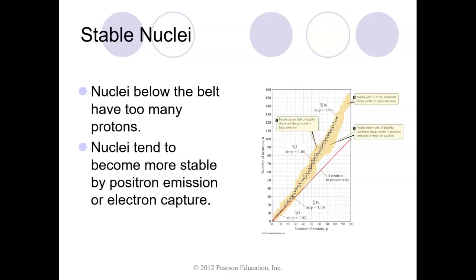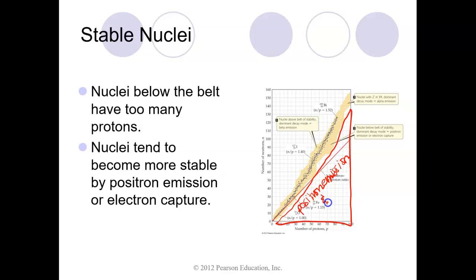If it's below the belt of stability, down here, it has too many protons and not enough neutrons. So we need something that will decrease the number of protons, and there are 2 things. If we go back and look at what's going on behind the scenes, one is positron emission, because in that scenario, a proton breaks apart into a neutron and a positron, and the positron leaves. So that's getting rid of a proton and replacing it with a neutron, which helps this ratio.